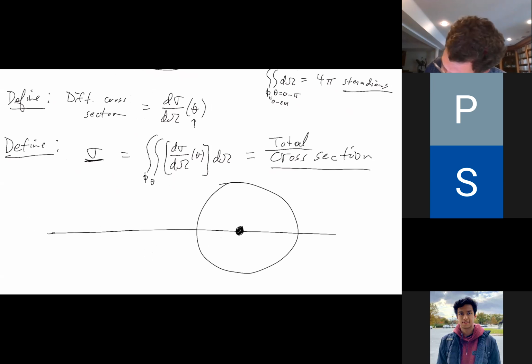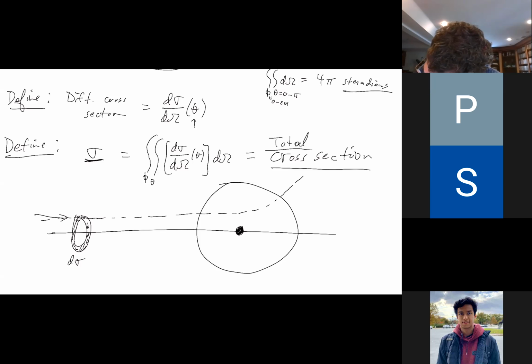But this is the picture. I'm shooting my particle through this little area, dσ. The particle is coming through that little area. It's shooting off into some cross section, and here's the cross section, into some solid angle. This is the solid angle, it's the eyeball thing. And so that's my dΩ.